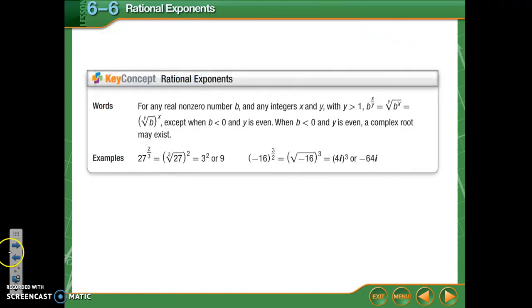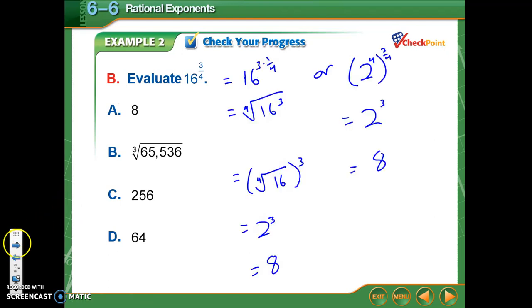Okay, in general, and you probably noticed this from an example like what we did back here in the check your progress, 16 to the 3/4, notice that the numerator 3 ends up being the exponent underneath the radical, and the denominator 4 ends up being the index. That's actually always going to be true.